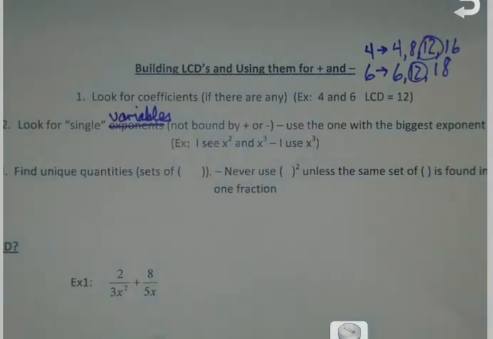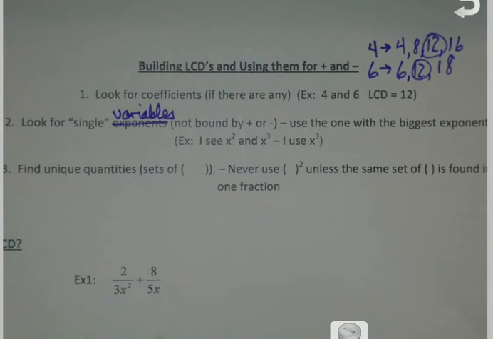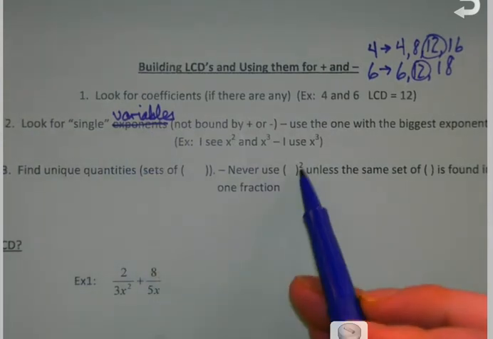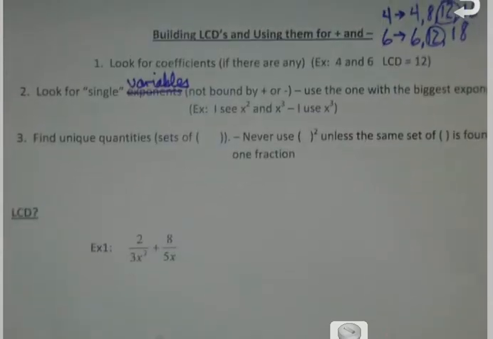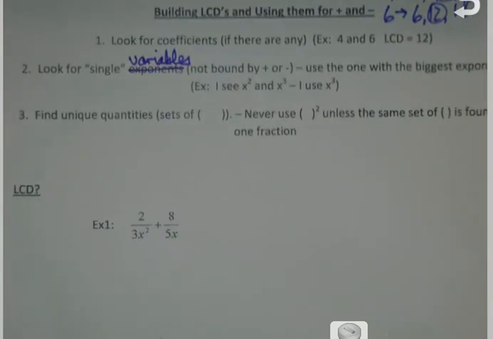And then finally, we use unique quantities or unique sets of parentheses. We use them one each unless there's a squared in the same set of parentheses, because it goes as the same rule that the variables do. I use the bigger exponent. If I see a squared on a set of parentheses, I've got to use that. So we're going to take a look at 3 of these to try and find the LCD and build these, and then we're going to work into your worksheet today, and hopefully we'll get you feeling more comfortable by the end of the class period today.